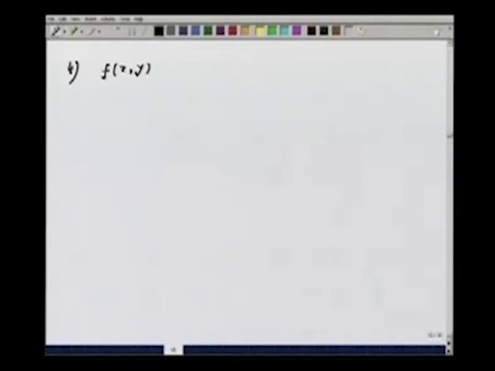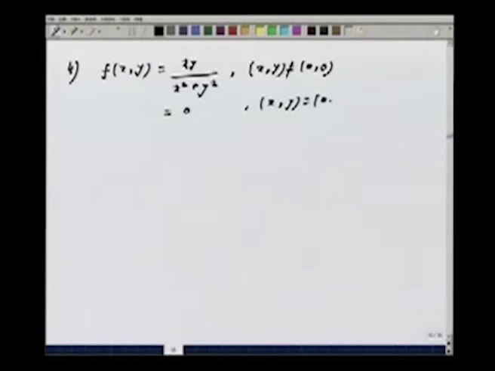F of xy equals xy by x square plus y square if xy is not the point 0, 0. At 0, 0, I define it to be 0. Is f continuous? Now, unless you have any guess about continuity of a function, it becomes a bit difficult to check whether the function is continuous at a point.